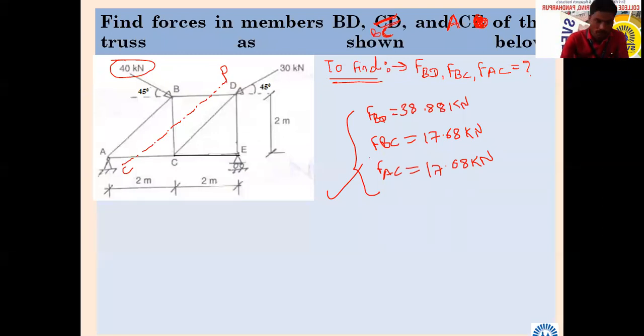So we have seen yesterday's method. What is the major difference between the method of joint and the method of section? In the method of joint, when we are supposed to analyze the truss, which includes each and every member, in that case we go for the method of joint. Whenever we want to analyze the truss and find the forces in each and every member, then we go for the method of joint.